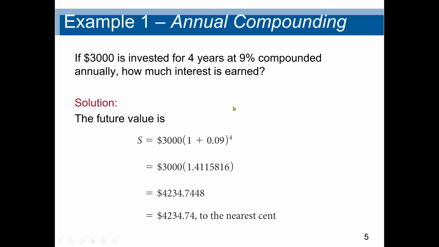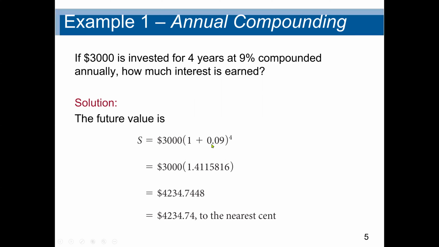Let's go back to the example one more time. The question here says we are investing $3,000 for 4 years. Our interest rate is 0.09 or 9%. How much interest do we earn? The first thing we do is find the future amount, S, and always S equals the principal amount times (1 plus the rate R) to the power N. So we have 3,000 times (1 plus 0.09), because 9% is 0.09.